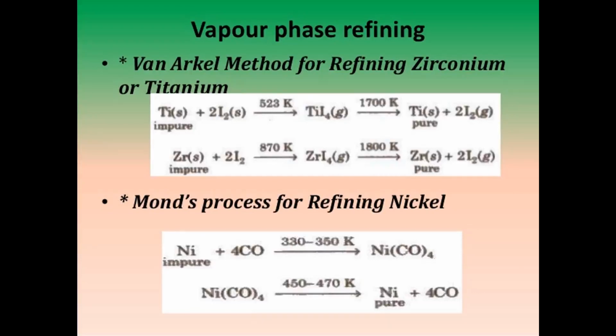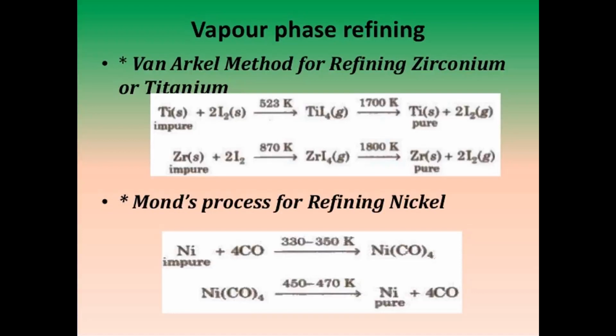For zirconium or titanium. This method is based upon the thermal decomposition of metal compounds, which leads to the formation of pure metals such as titanium and zirconium. Now, impure titanium is heated with iodine at 523 Kelvin and we get titanium tetraiodide, which is further heated at 1700 Kelvin. We get pure titanium, and iodine is left behind.